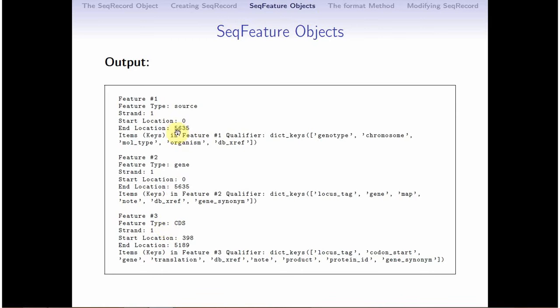Inside this, from 0 to 5635, actually the coding sequence, where you start doing all the coding, is from 398 to 5189. So this is the coding sequence where they start and end, on the top strand, and all these are the keys. So feature is very good. They will tell you all the important information about this sequence that you are looking at.